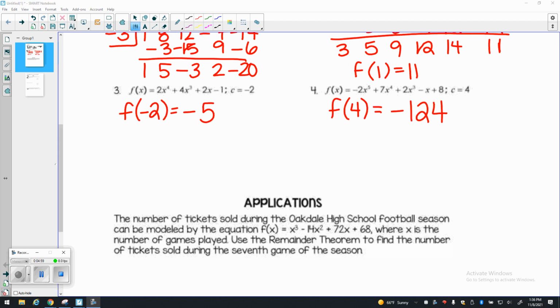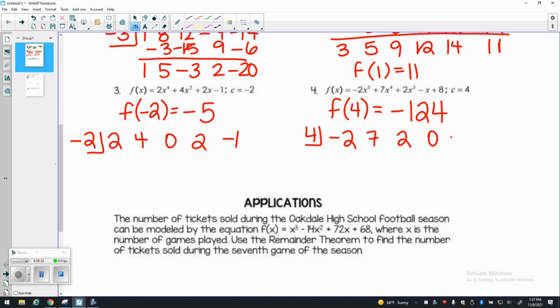All right. So for 3, -2 goes in the box. Be careful on this one. You're missing your squared term, so if you don't have a 0 in there, that'll cause the issue on that one. Are we good with that one? Okay. 4 goes in the box. -2, 7, 2, 0, -1, and 8. Do I need to keep going with this one? Did you forget your 0?